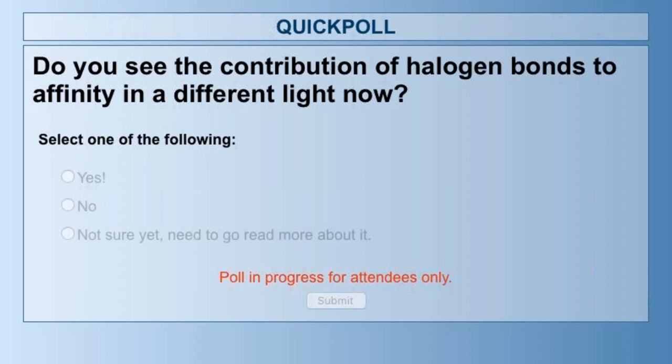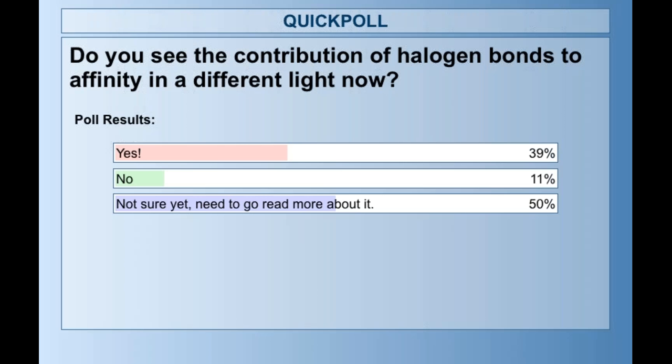And yeah, we have 65% who have clicked. Don't be shy, give us a click. And I'm going to close in 3, 2, 1, 0 seconds. Very interesting.